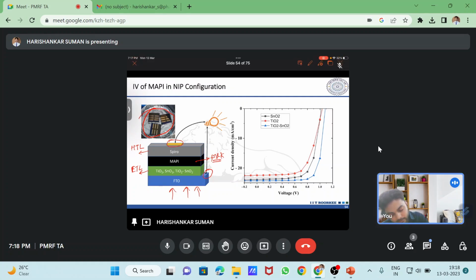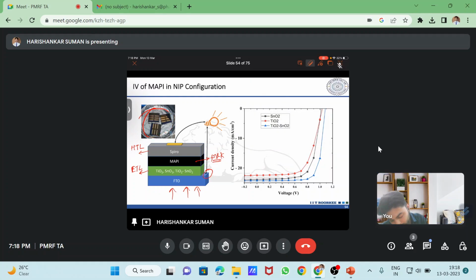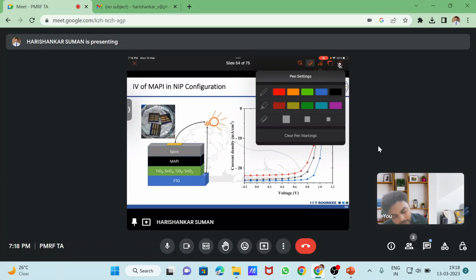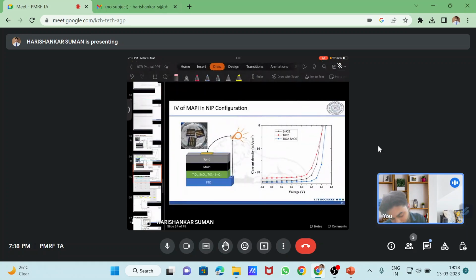Sir, one thing, sir. Can this perovskite cell be used on both sides, or on one side like a silicon cell? I'm not understanding what you are telling. So actually, sir, the photons will come from one side, or can it be used on both sides? No, no. I will tell you the mechanism, then you will understand. One minute.